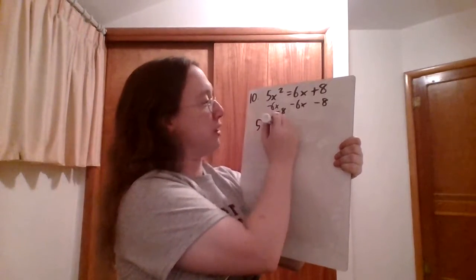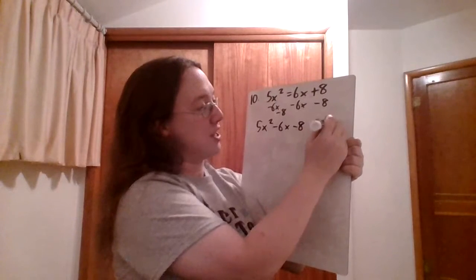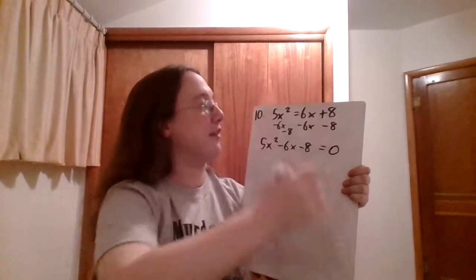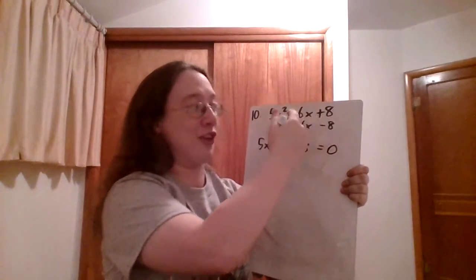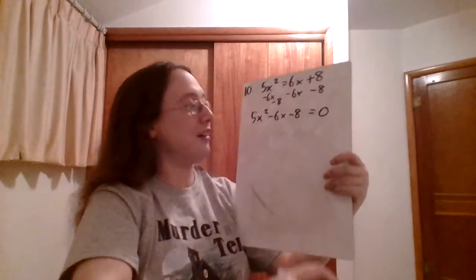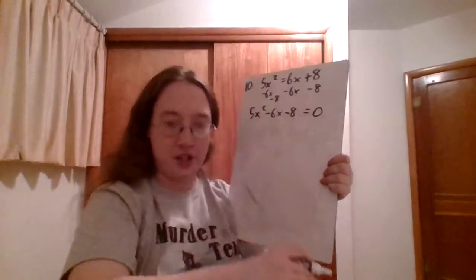So you got a 5x squared minus a 6x minus an 8 equals a 0. Or if you'd subtracted the 5x squared instead, what you'd end up with is a negative 5x squared plus a 6x plus an 8 equals 0. You'll end up with the same thing. Alright, and then we're either factoring that or we're plugging it into the quadratic formula.